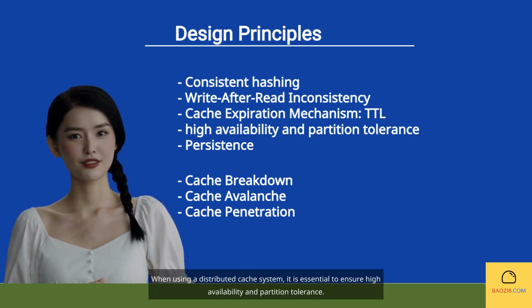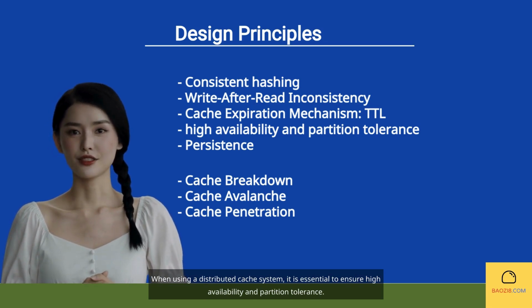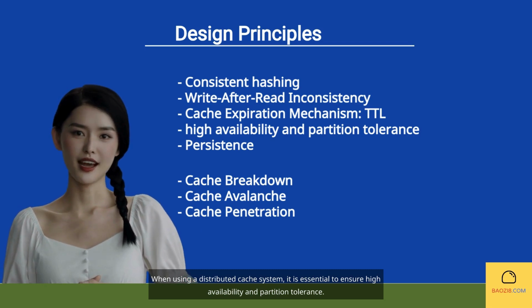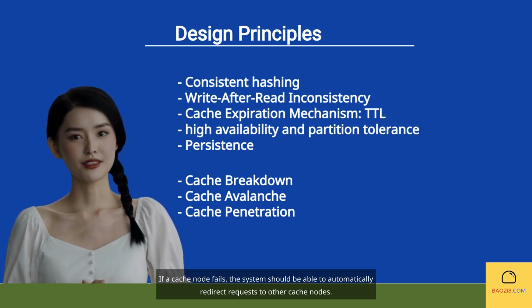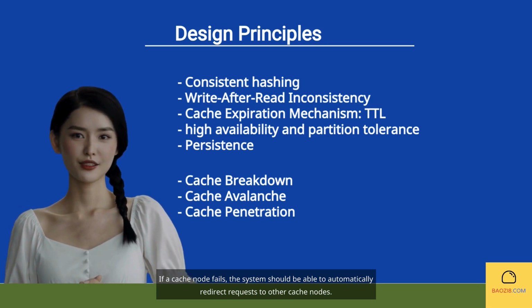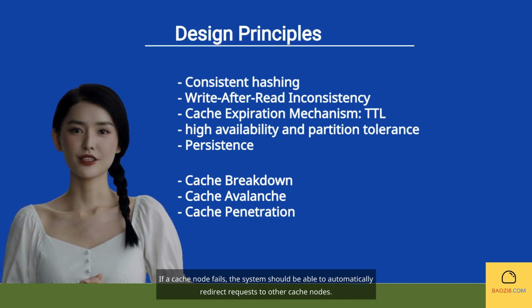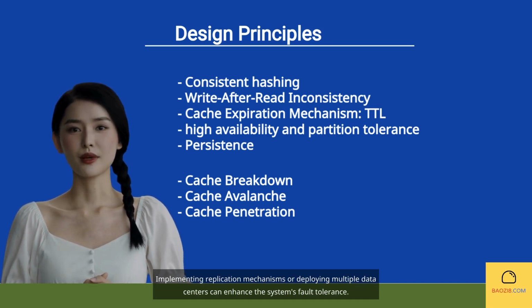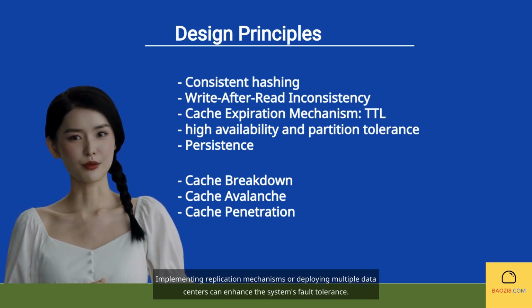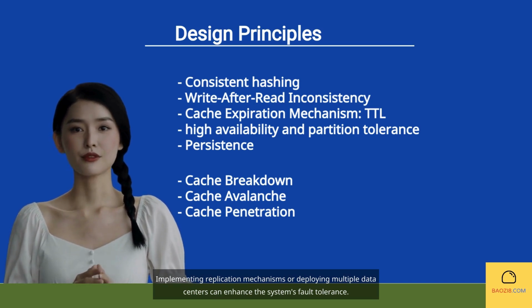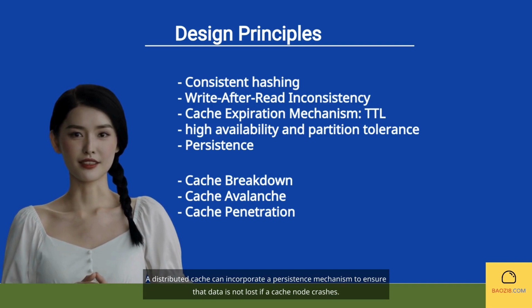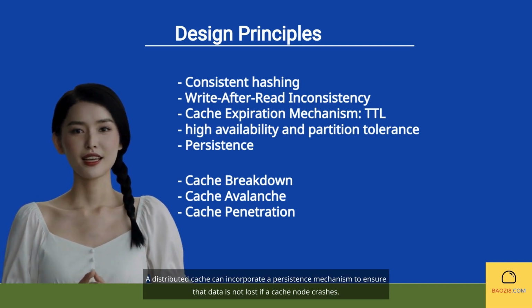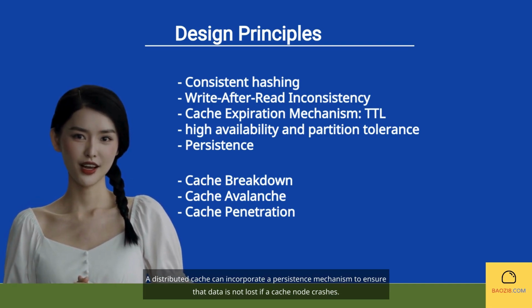When using a distributed cache system, it is essential to ensure high availability and partition tolerance. If a cache node fails, the system should be able to automatically redirect requests to other cache nodes. Implementing replication mechanisms or deploying multiple data centers can enhance the system's fault tolerance. A distributed cache can incorporate a persistence mechanism to ensure that data is not lost if a cache node crashes.